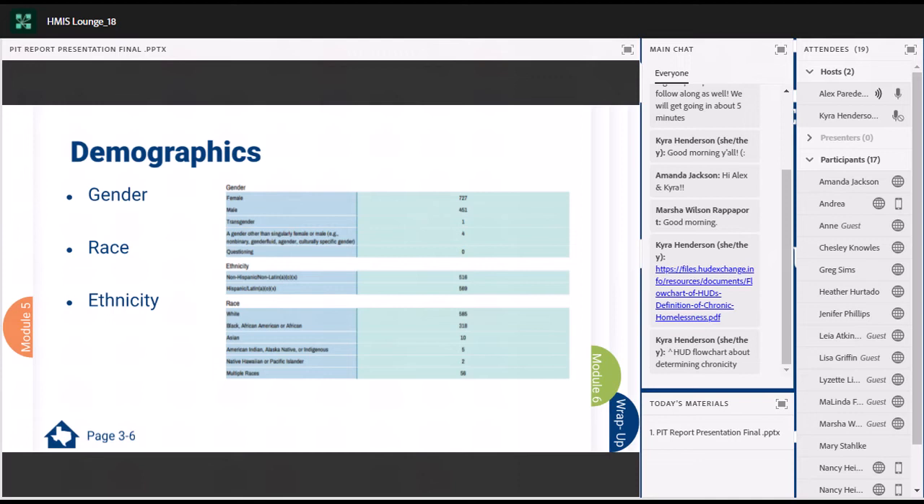So if you want to see each individual response for these demographics, knowing that it will be greater than the total number of people within your geographic area, just please let us know and we can send over an Excel spreadsheet with that information.